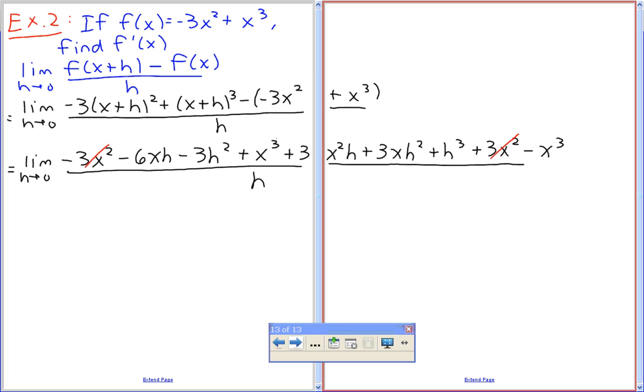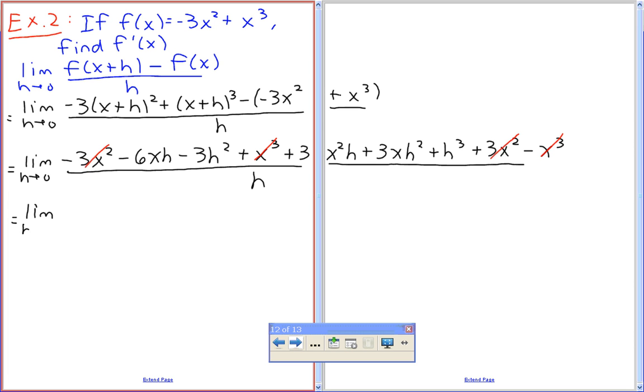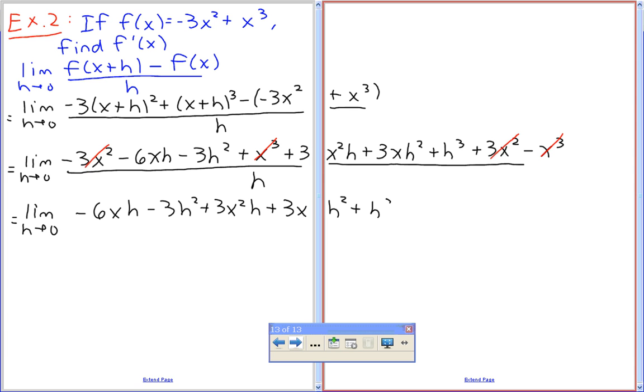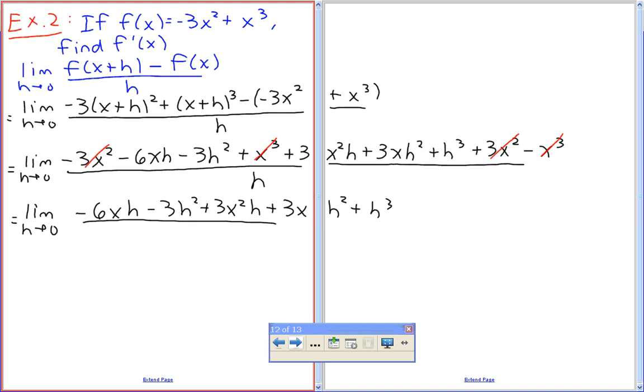Negative 6xh minus 3h squared plus 3x squared h plus 3xh squared plus h cubed, all over h. We'll get to simplifying that in a second. We're looking okay. Did I make an algebra mistake yet? Caitlin, this is accurate so far?